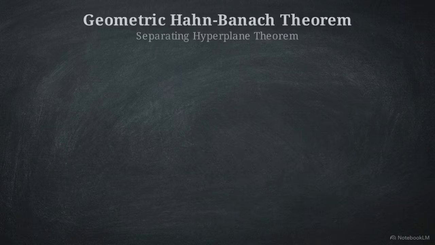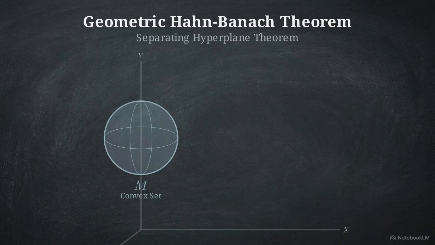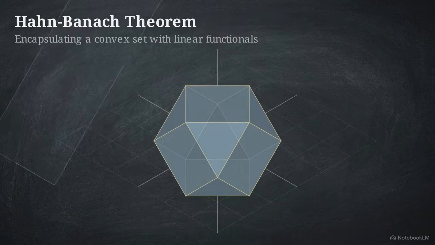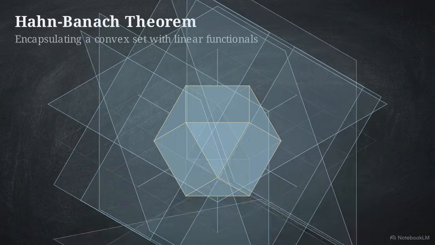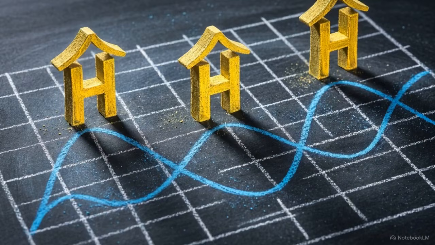This translates directly into geometry. If you have a convex set, like this 3D shape, and a point located outside of it, the existence of these functionals allows you to define a flat hyperplane cleanly separating the two. In optimization theory, this separation allows us to solve complex problems by analyzing their dual costs. In quantum mechanics, it provides the structure to define physical observables as operators acting on functionals.